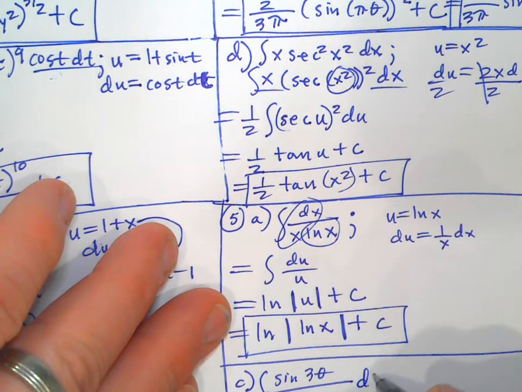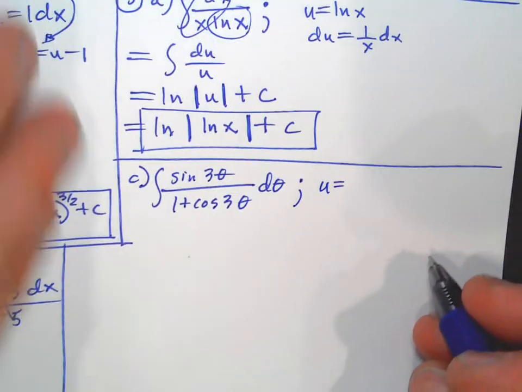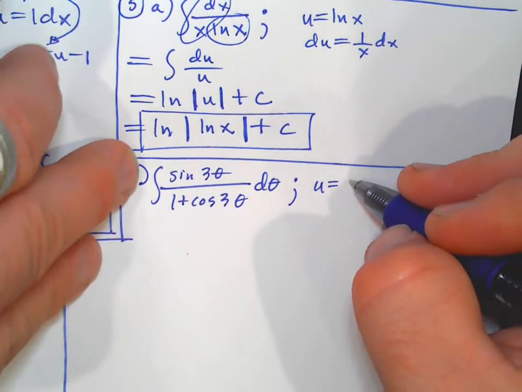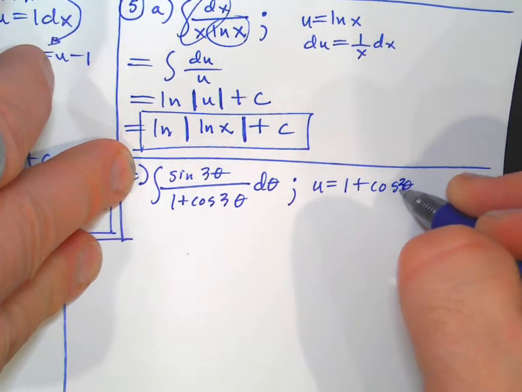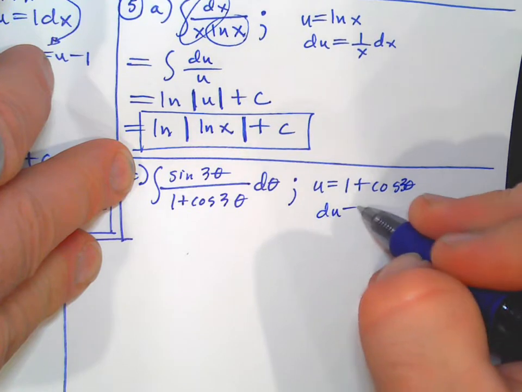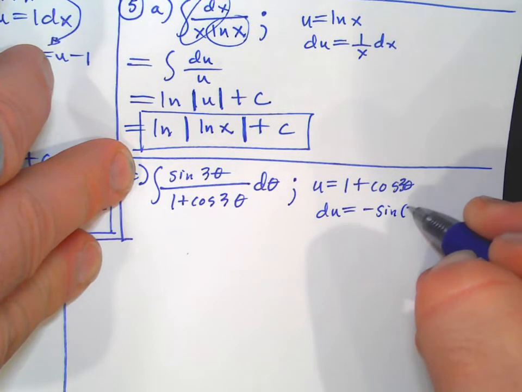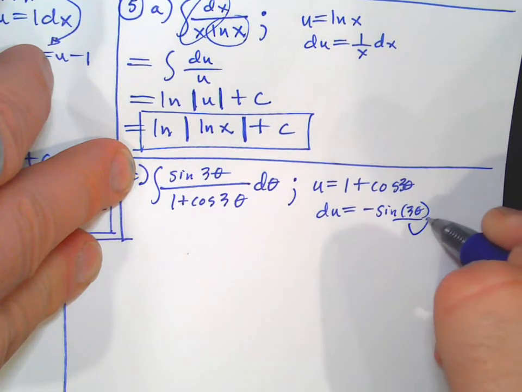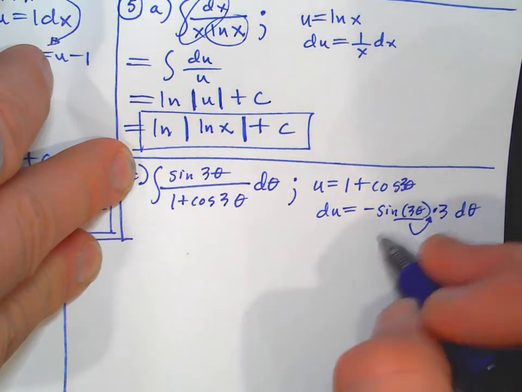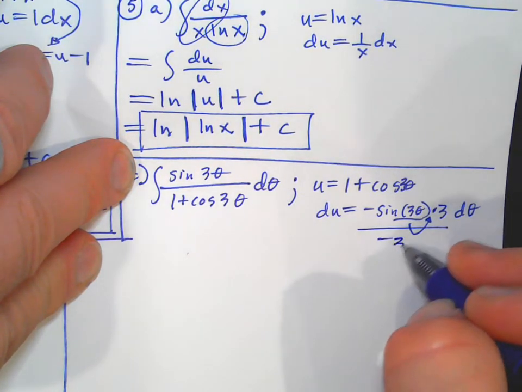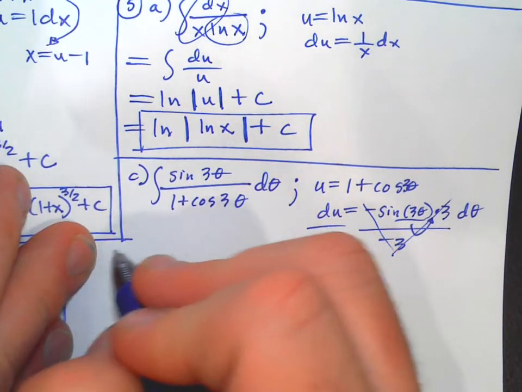Okay, number 5, part C, is the integral of sine 3 theta over 1 plus cosine 3 theta d theta. Now, like I said, usually the denominator is probably what's going to be your inner function. All of it, maybe part of it. Du equals, derivative of cosine is negative sine 3 theta. Chain rule says multiply by the extra 3. And of course, we have the d theta. I don't want the negative 3. So I'm going to divide both sides by negative 3. So we get negative 1/3 in front.